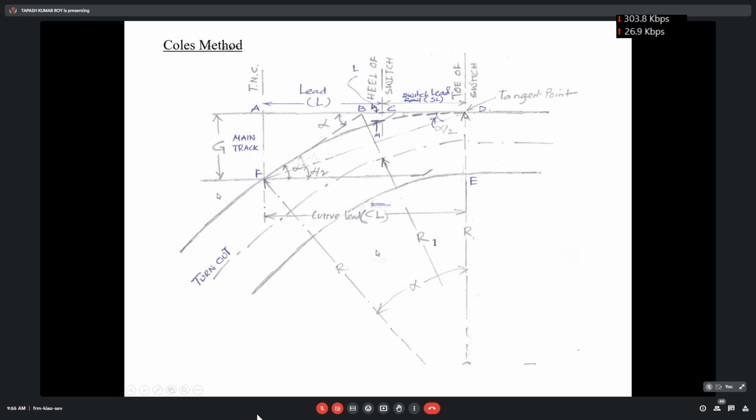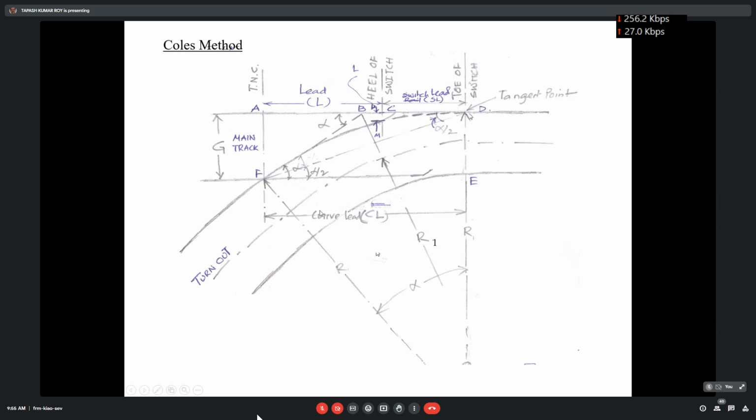So in case of Coles method, we will consider the curvature from D to F. In case of Coles method, we will follow the curvature starting from D and ending at F. What is D? It is the toe of the Swiss, the tongue rail, and this is the crossing. Okay.